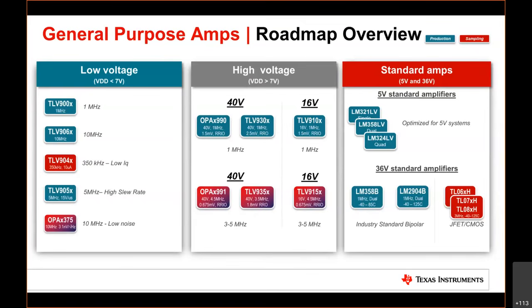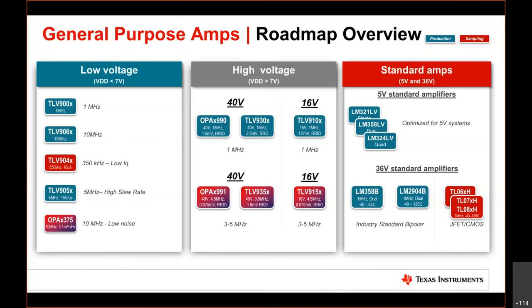I won't go into too much detail on this particular slide, but the green color for the products denotes what's fully released today, and the red denoting what's either sampling or some of the packages are released and we are sampling the others. For the low voltage, you'll see TLV-90 is a very popular naming convention, and we're just adjusting the bandwidth of these different devices. At the bottom, you'll see OPA X375. This is a good time to point out that the OPA prefix devices typically have that higher end and more robust design, where TLV op-amps are really optimized for cost-sensitive applications.